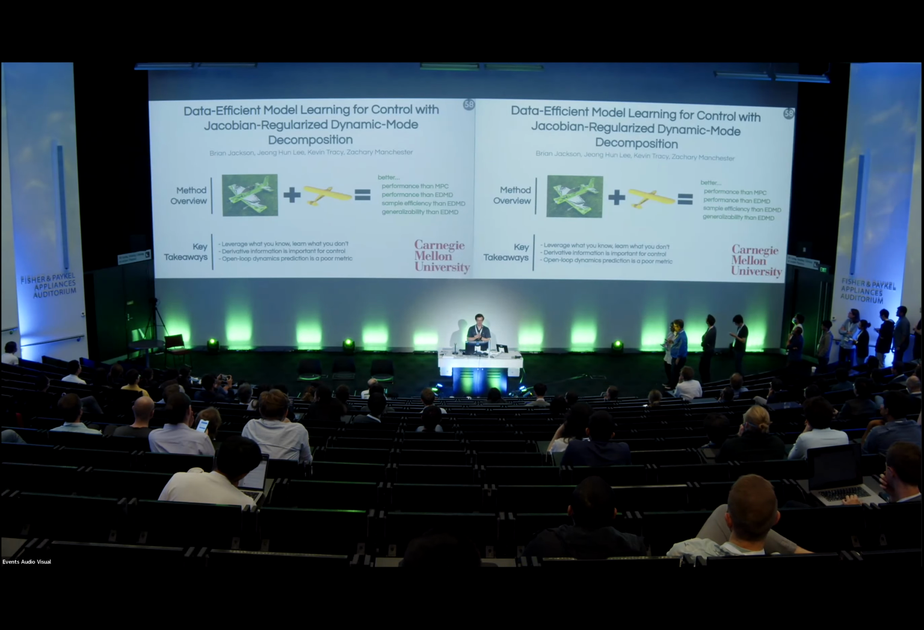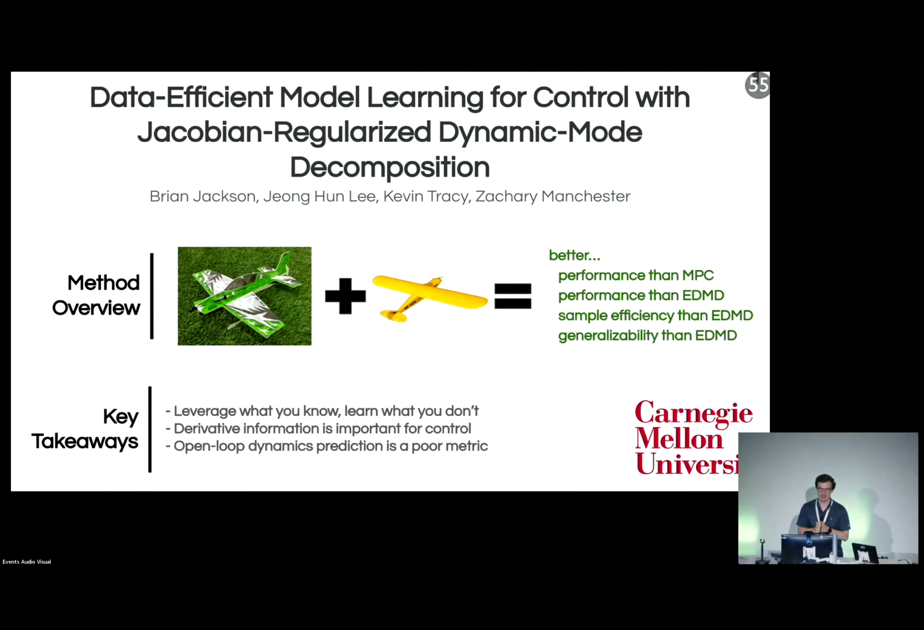So in this work, we present a sample efficient method for learning dynamical systems. We do this by building upon previous work and using Koopman operator theory, such as extended dynamic mode decomposition, or EDMD. And we do this by combining data from the real system together with analytical derivative information from an approximate, although incorrect, analytical model. By combining both of these things together, we achieve a model that performs better than nominal MPC and better than EDMD, while also offering better sample efficiency and generalizability. We can show that we can do this with only like 10 to 20 trajectories, and we can get something that's good enough to beat nominal MPC.